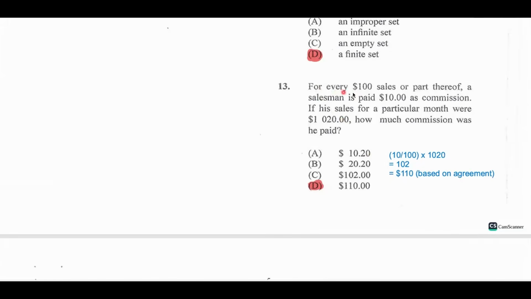Number 13, for every $100 sales or part thereof, a salesman is paid $10 as commission. If his sales for a particular month were $1,020, how much commission was he paid? In a case like this, we take the 10 over 100, multiply by 1,020, and you'll get 102. Now, people may pick 102, but remember, he's paid $10 for every $100 sales or part thereof. So it's not possible for him to get $102. He'll be getting paid in tens. So the nearest figure will be $110.